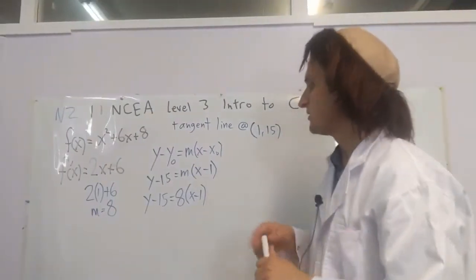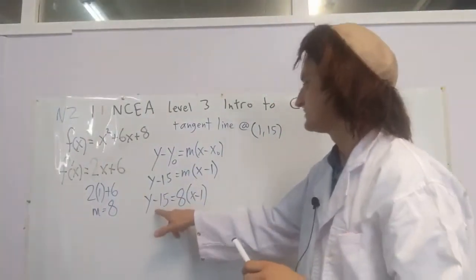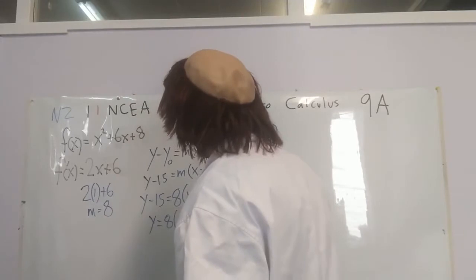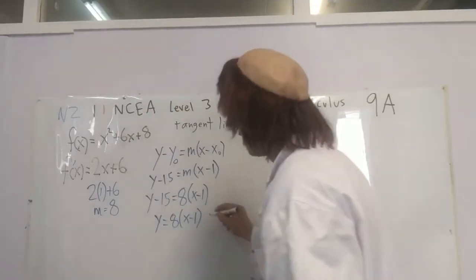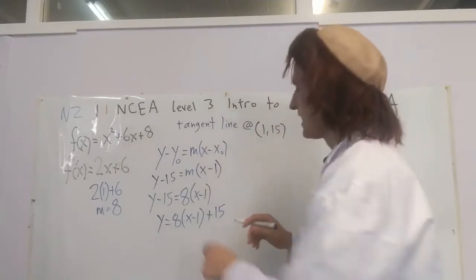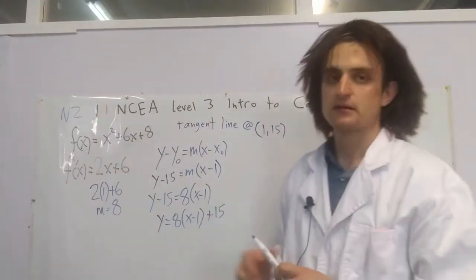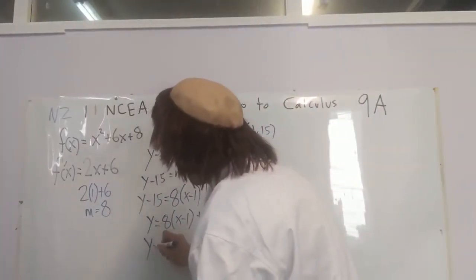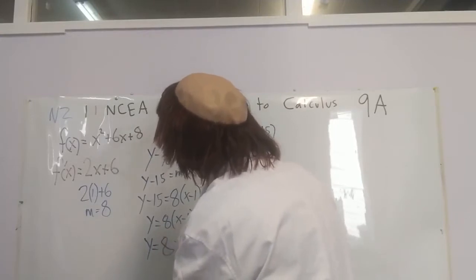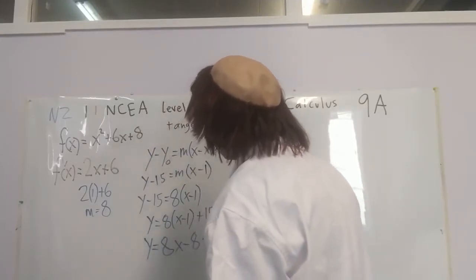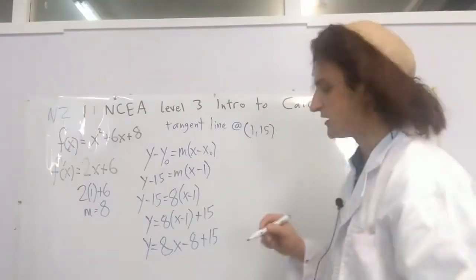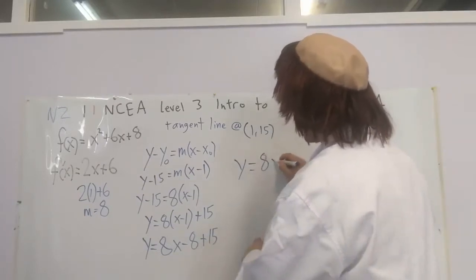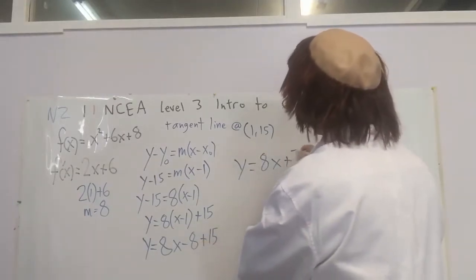Now, if you want to isolate y, you simply add 15 to both sides. y equals 8 times x minus 1, plus 15. And if you want to separate the x term from the constant term, we need a little bit more work. y equals 8x minus 8 plus 15. Now for our final answer, y equals 8x plus 7.